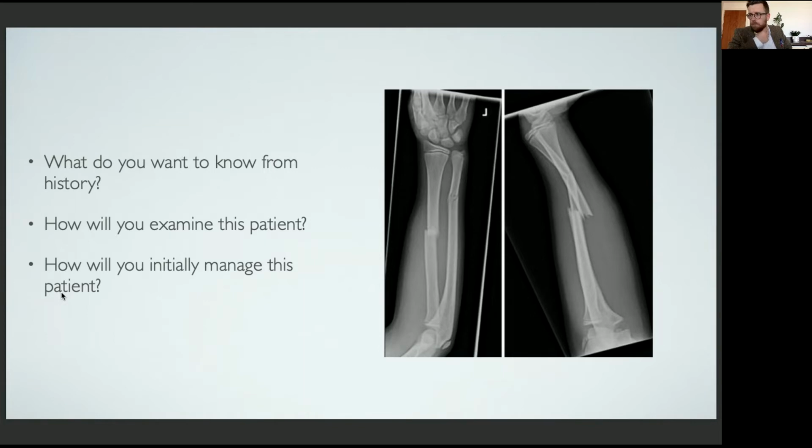Good. Lubna said motor and sensory, examine the wrist and also the elbow. Good. Look, feel, move, depending on the pain. Somebody said ATLS approach, depending on the injury. A few people saying ABCDE assessment and then doing a neurovascular examination and checking the range of movement.